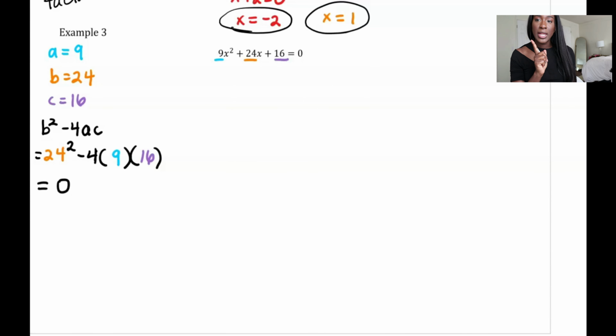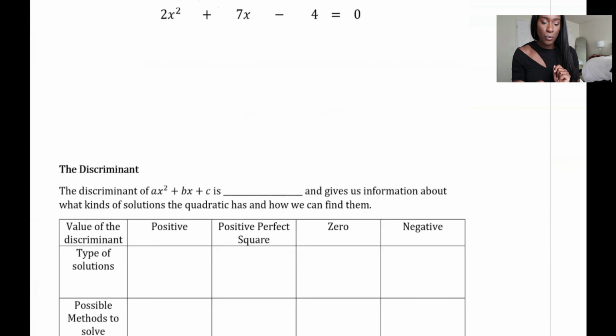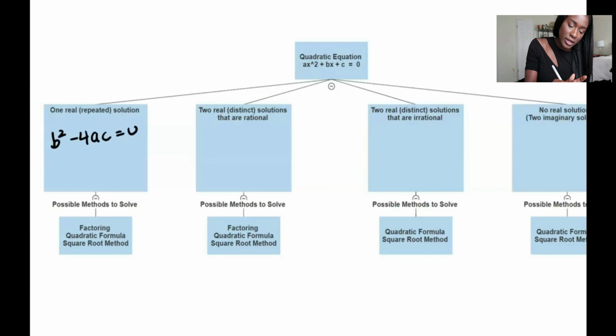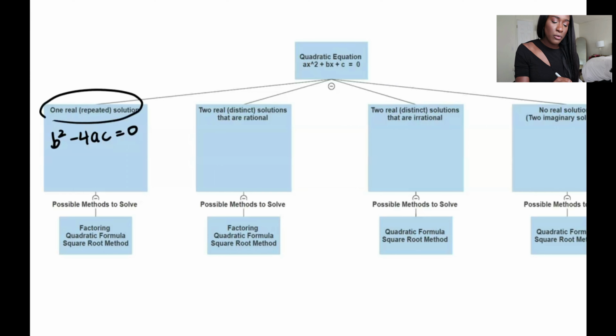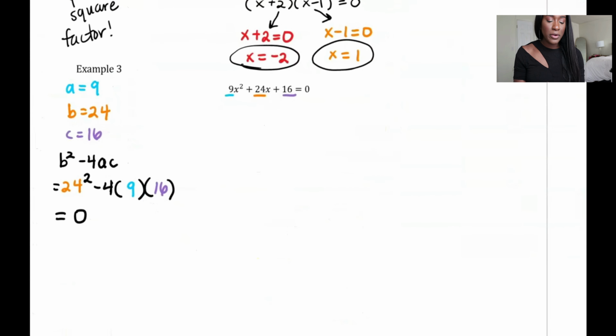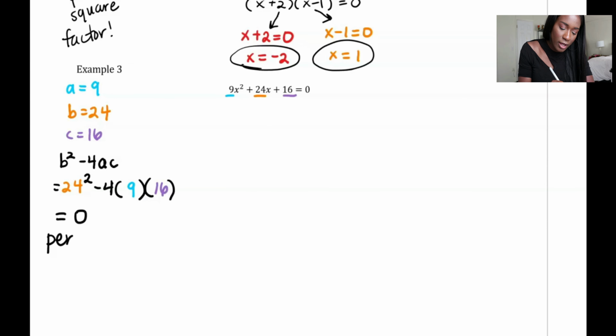So when the discriminant is 0, that means that we have one real repeated solution. I erased it from up here, but you have this written down if you're taking notes with me. One real repeated solution, and we can factor, and I'm going to show you how to factor it. More specifically, if the discriminant is 0, it doesn't just mean that you have a repeated solution. It also means that your quadratic is something called a perfect square trinomial.